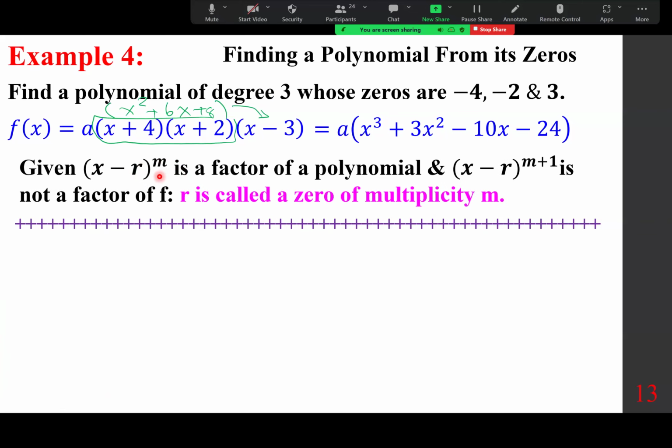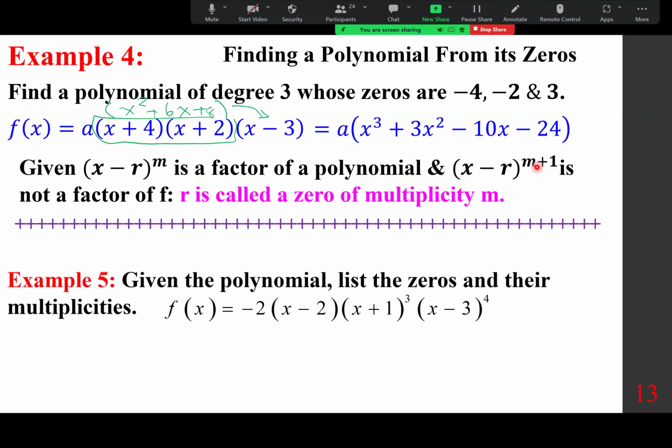Given x minus r to the power of m is a factor of a polynomial, and x minus r to the power of m plus 1 is not a factor of f, r is called a zero of multiplicity m. So if it has m factors but m plus 1 doesn't go, that has a multiplicity of m.